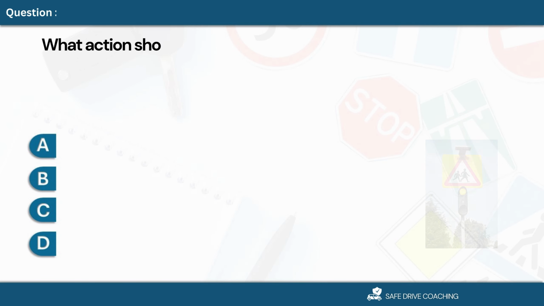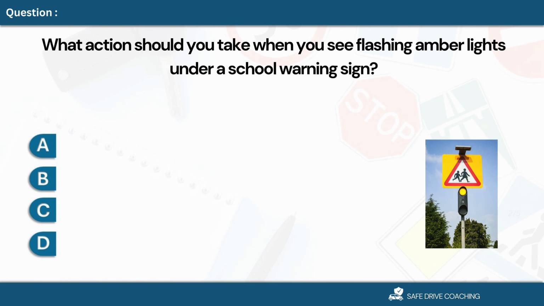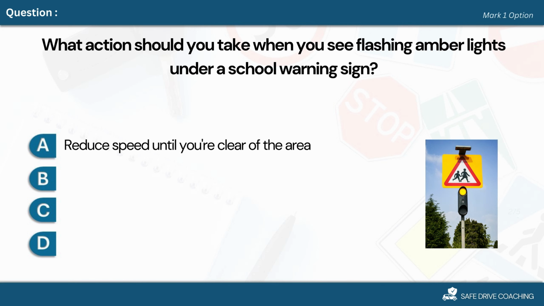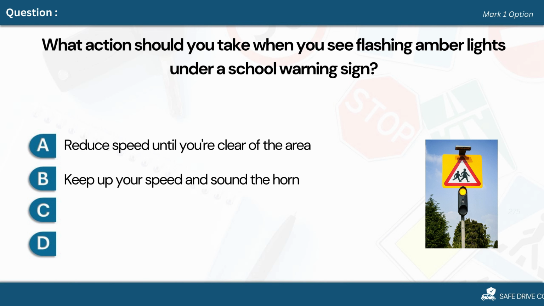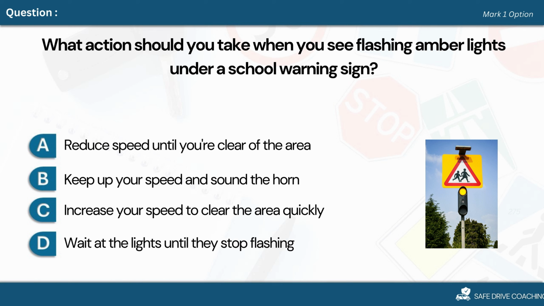What action should you take when you see flashing amber lights under a school warning sign? A. Reduce speed until you're clear of the area. B. Keep up your speed and sound the horn. C. Increase your speed to clear the area quickly. D. Wait at the lights until they stop flashing.